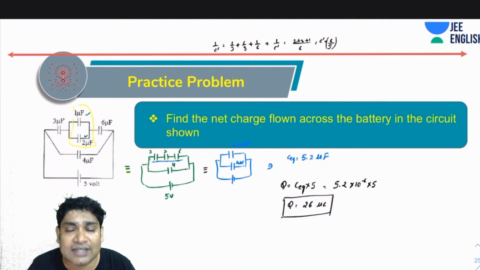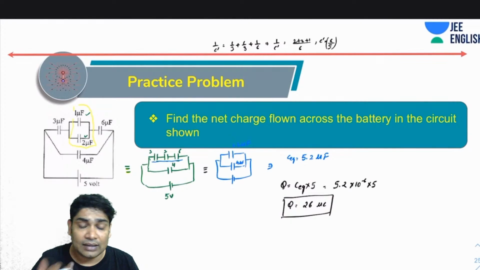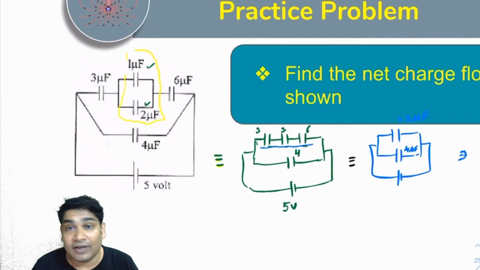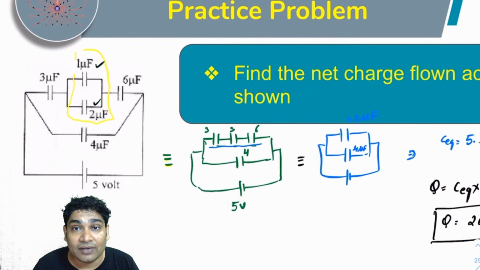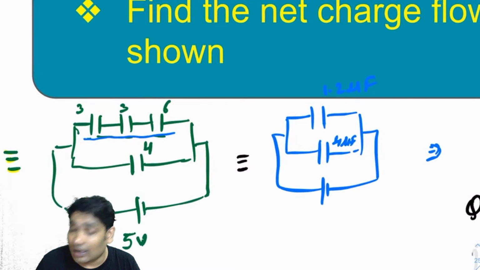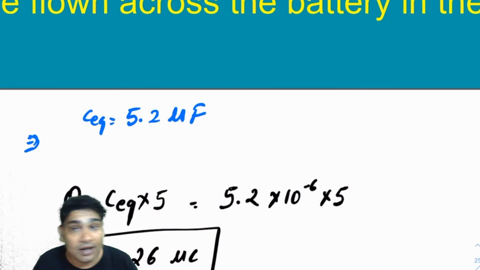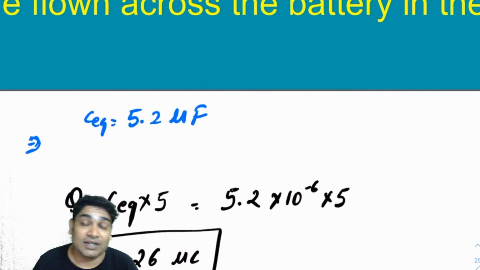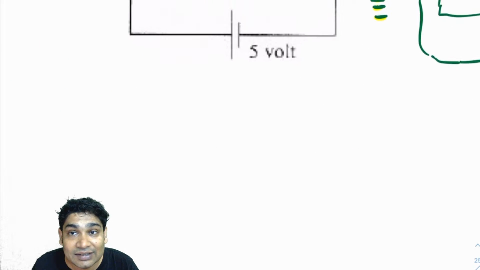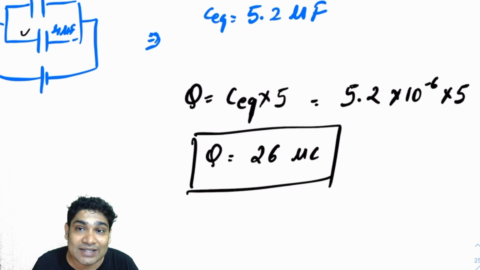Alright, please have a look. This is very, very simple. You just go and simplify your circuit step by step. So first you identify these two connected in parallel. You find their equivalent. Then you have three which are in series. You find their equivalent. Then you have two which are in parallel. You find their equivalent. And you have the final equivalent capacitance. Once you have the final equivalent capacitance, the charge that will be supplied by the battery would be C equivalent times the voltage of the battery, which is 5 volt. Alright, so I get my answer as 26 microcoulombs.